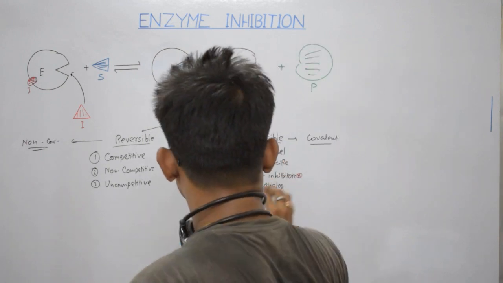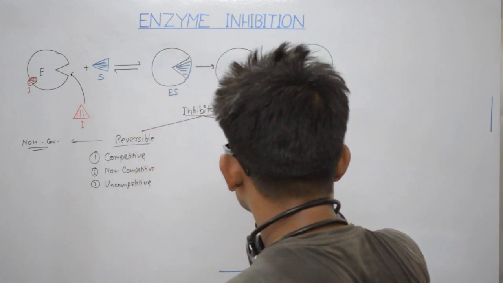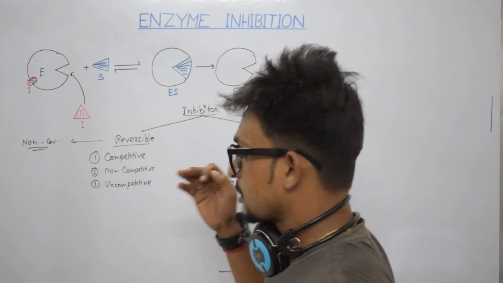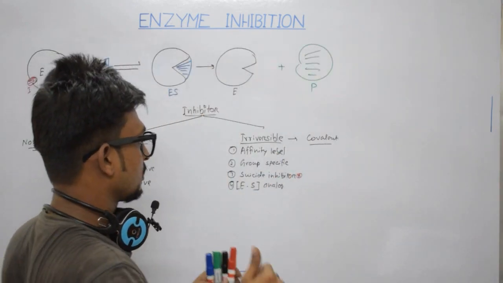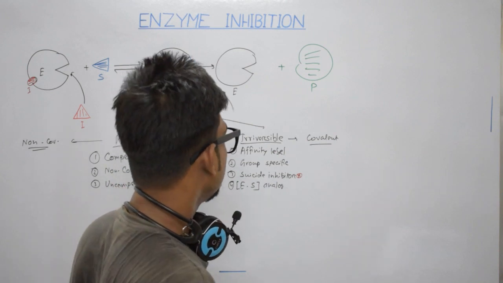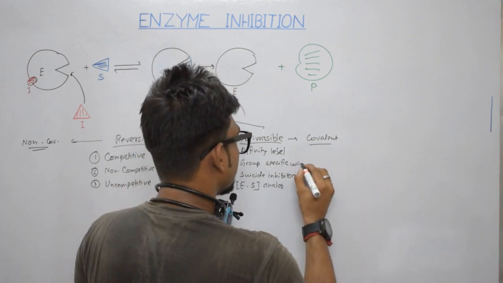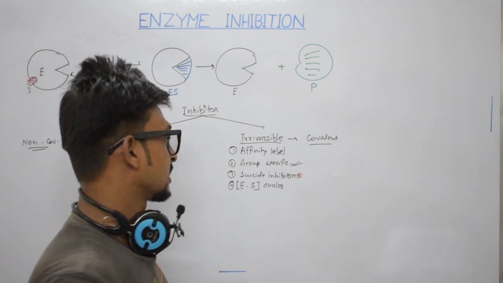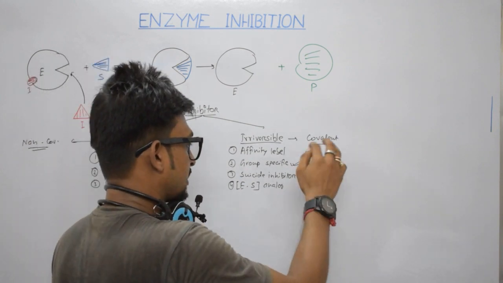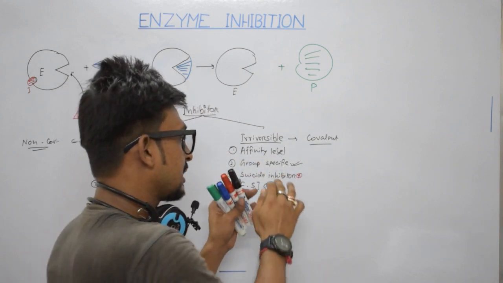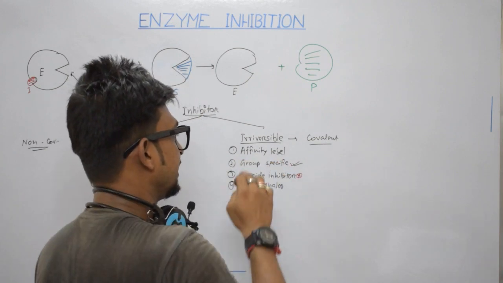Now group specific. Sorry, I just told the wrong thing. Whatever I told, that is true for the group specific. Sorry for the mistake. So whatever I have told right now is about the group specific, not the affinity level.